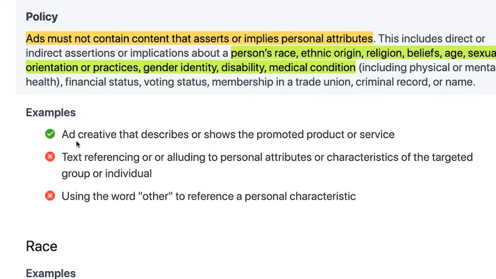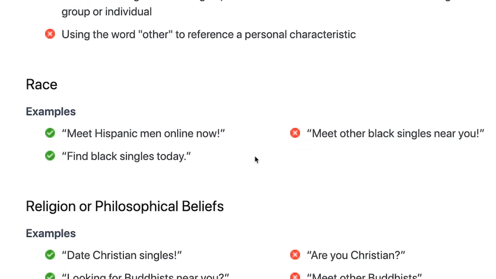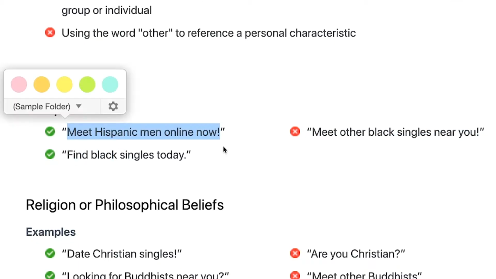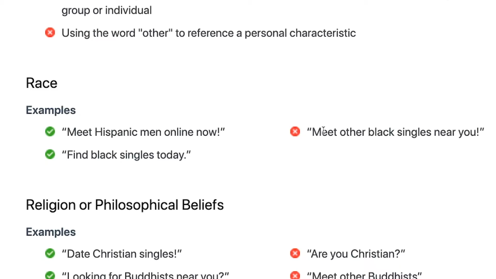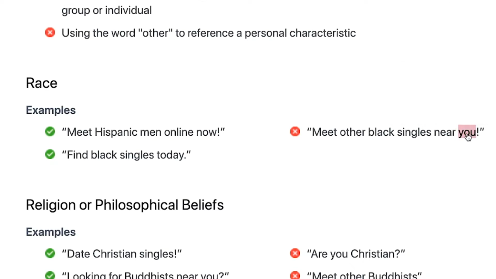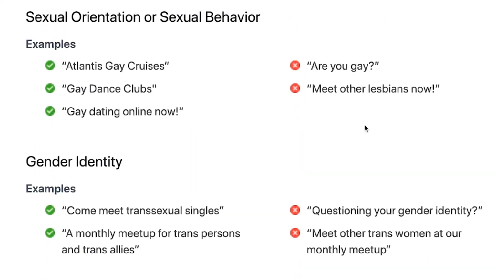Here's a couple examples that they give. Race: "Meet Hispanic men online now." Okay. Not okay: "Meet other Black singles near you." So look, here's the difference, right? One is "meet Hispanic men online now," and two, "meet other Black singles near you." So one is speaking directly to the person reading the ad, which we're saying you want to avoid, for example, using the word you. We'll make that red. That would be good. Here, that would be bad. Okay, so that's 12, personal attributes.